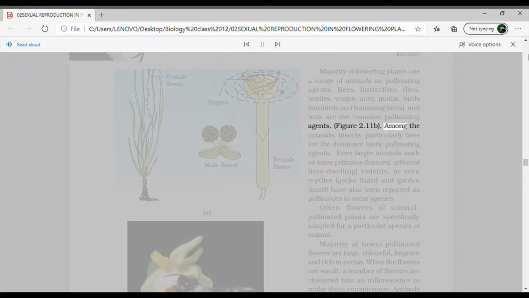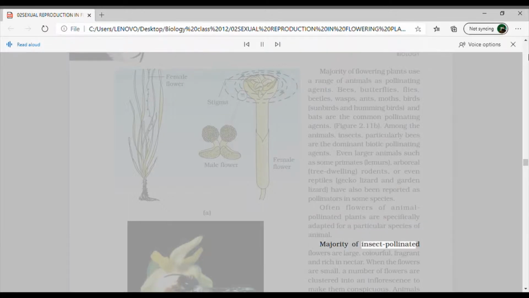Figure 2.11b. Among the animals, insects, particularly bees, are the dominant biotic pollinating agents. Even larger animals such as some primates, lemurs, arboreal (tree-dwelling) rodents, or even reptiles, gecko lizard and garden lizard, have also been reported as pollinators in some species. Often flowers of animal-pollinated plants are specifically adapted for a particular species of animal.